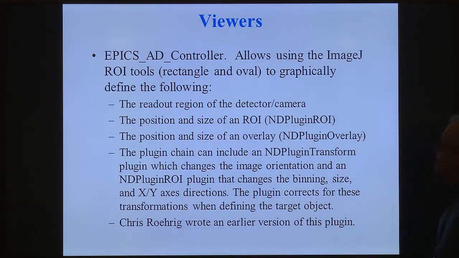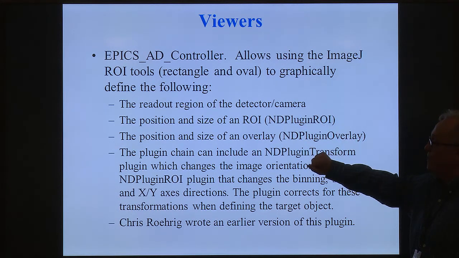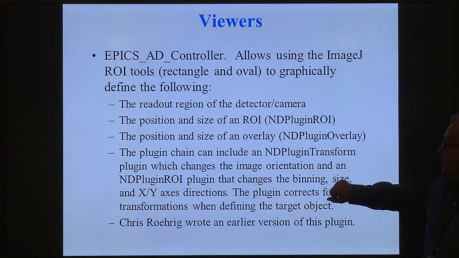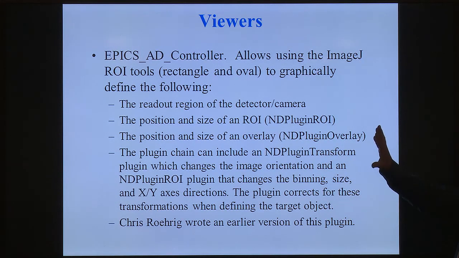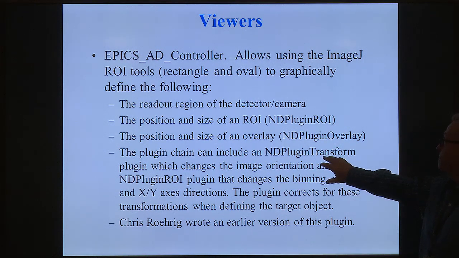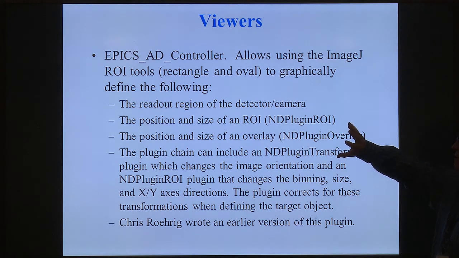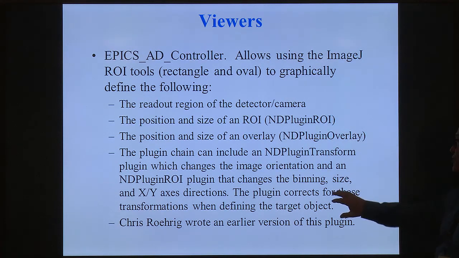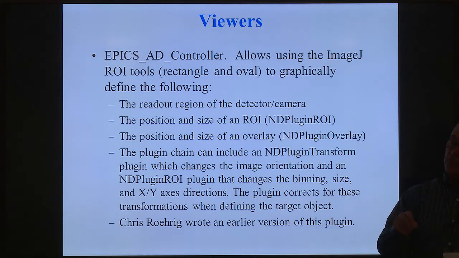There's another viewer called EPICS AD Controller. This allows you to use ImageJ ROI tools like the rectangle and the oval to graphically define the readout region of the camera, or the position and size of an ROI, or the position and size of an overlay. The plugin chain that you're looking at in your viewer can include things that select an ROI or rotate or flip the image, and the plugin correctly does the back transformation of the geometry to take your mouse position and convert it into whatever coordinate system the plugin or driver that you're modifying is using.